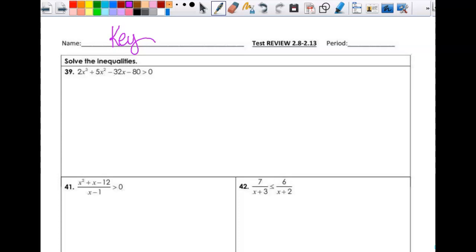Here is the key to your review. As always, the numbering doesn't make any sense. Just ignore it, get over it. So I've got to solve these inequalities.